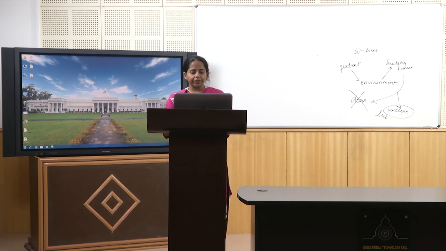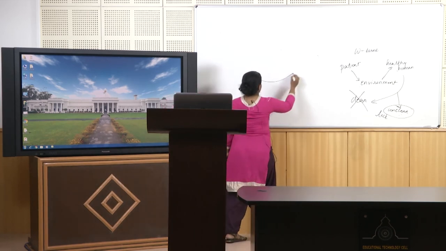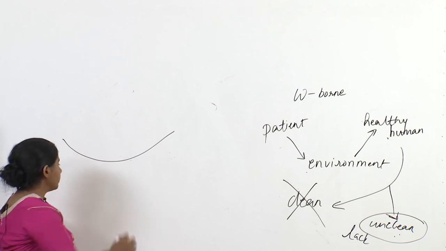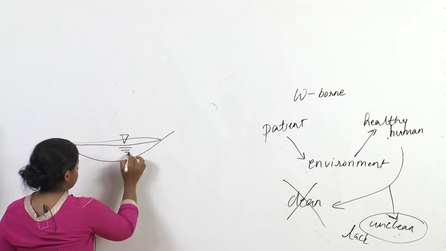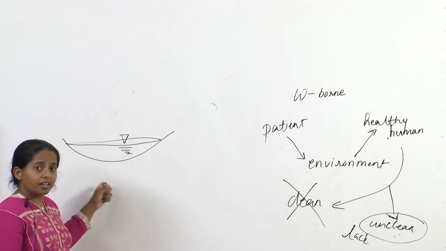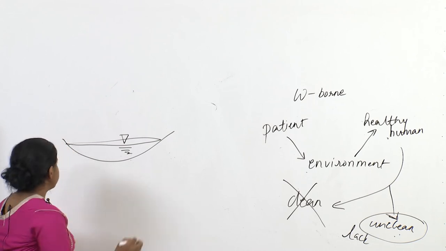So, think of it this way. Now, in our environment, we have a puddle. So, this is a puddle or some water body. Now, in this, there are two kinds of organism that will be very happy to find a puddle. One is a worm, let's say.